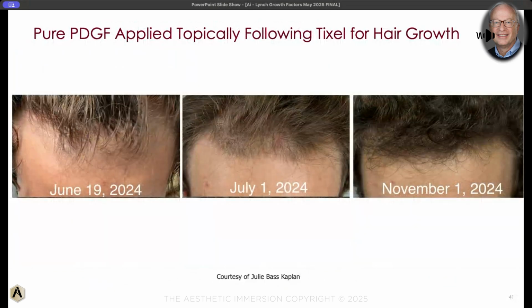Right. Next. Hair case, Julie Bass Kaplan. Sounds like you're going to be with her shortly, so you can ask her about this. This is her son following Tixel with topical applications of PDGF. Next.